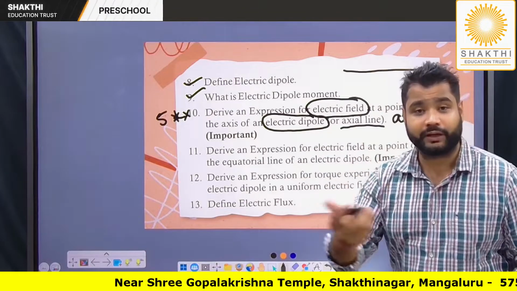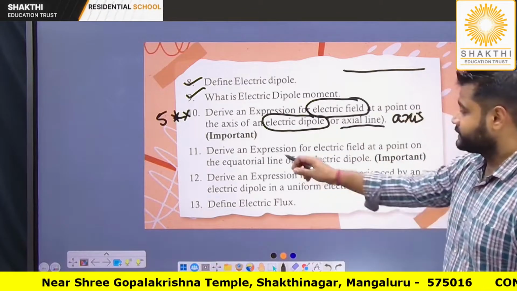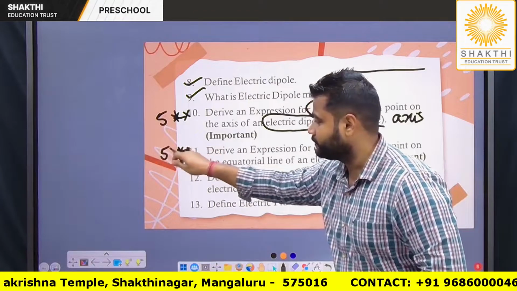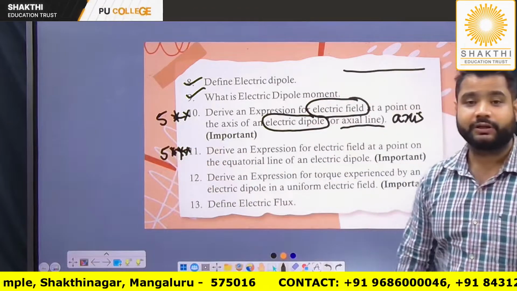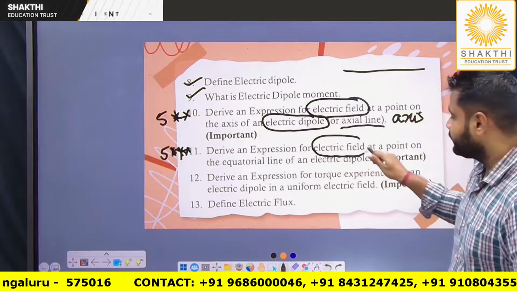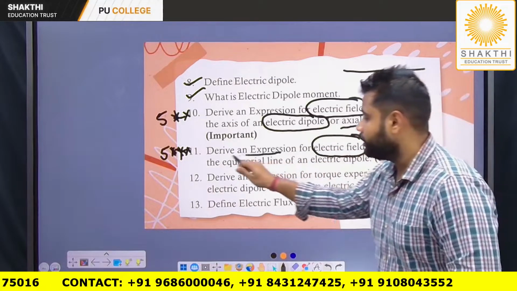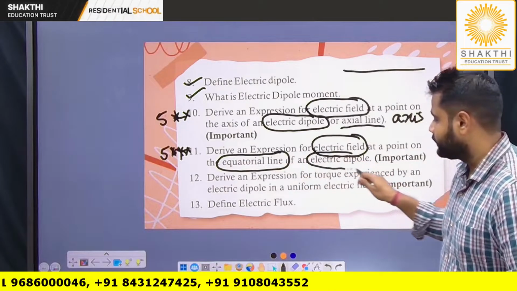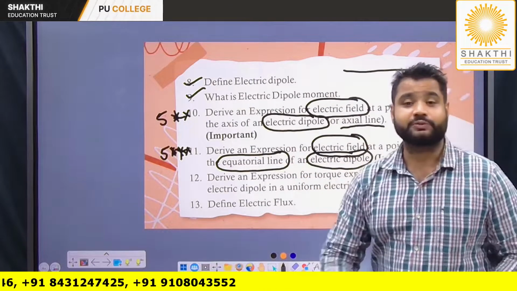Now let me move ahead with the next derivation. Again, a 5-star important derivation. Now look into this question: derive an expression for electric field at a point on an equatorial line of an electric dipole. Yes, this is what I was talking about.